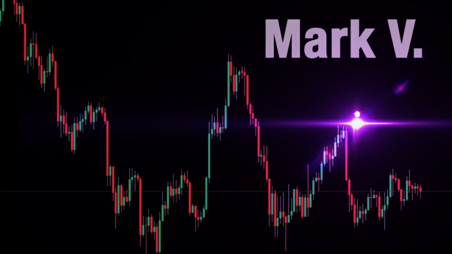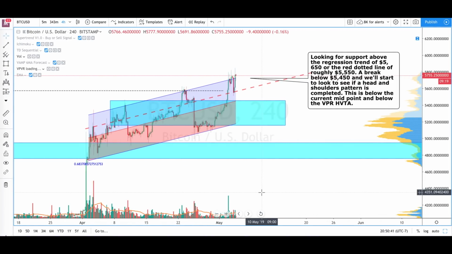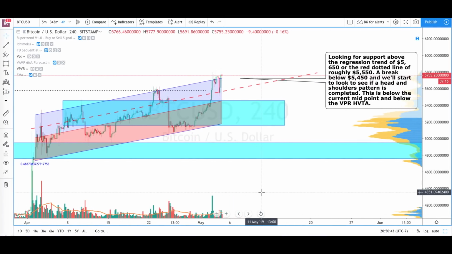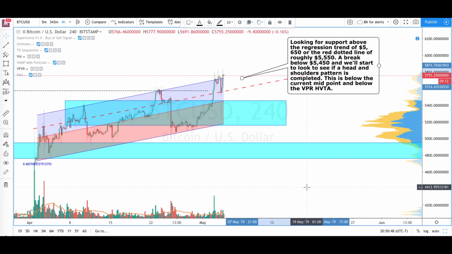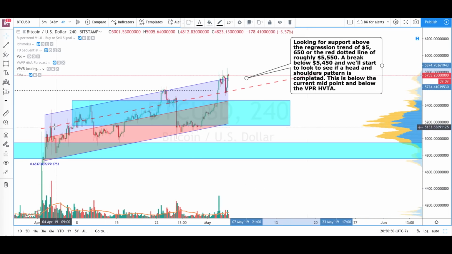So let's get started on Bitcoin. All right, let's start off on Bitcoin on the USD 4-hour chart. And right now we're looking at the 4-hour chart on Bitstamp. What we've got up here is the regression trend set up, this purple and red box with the blue line on the top and the bottom.